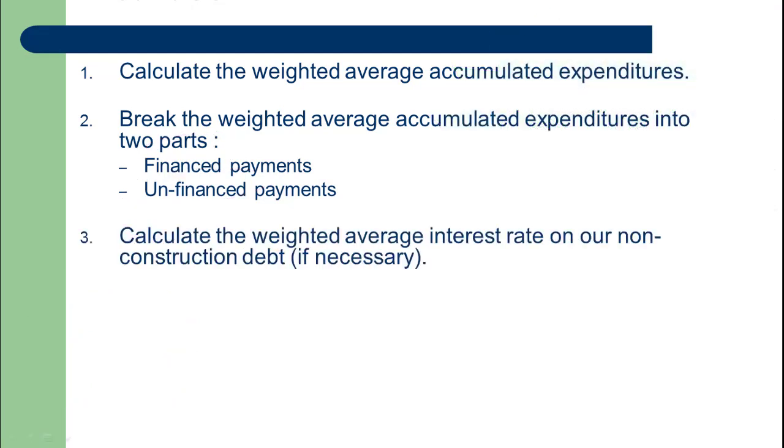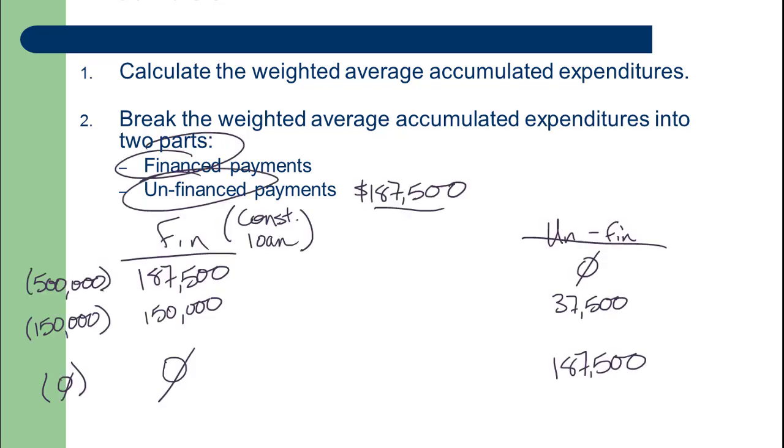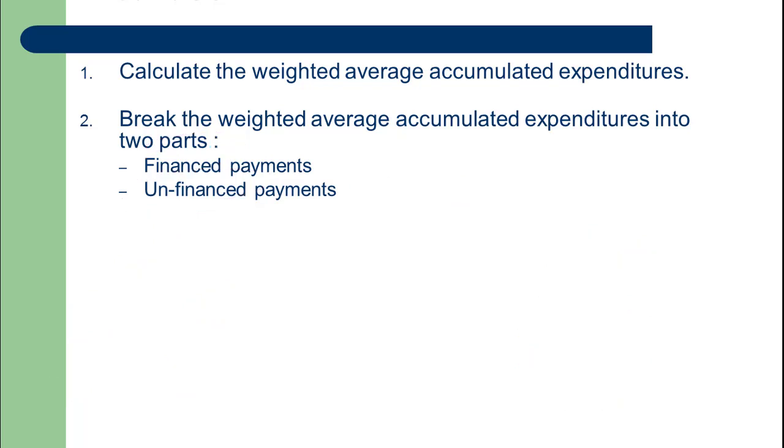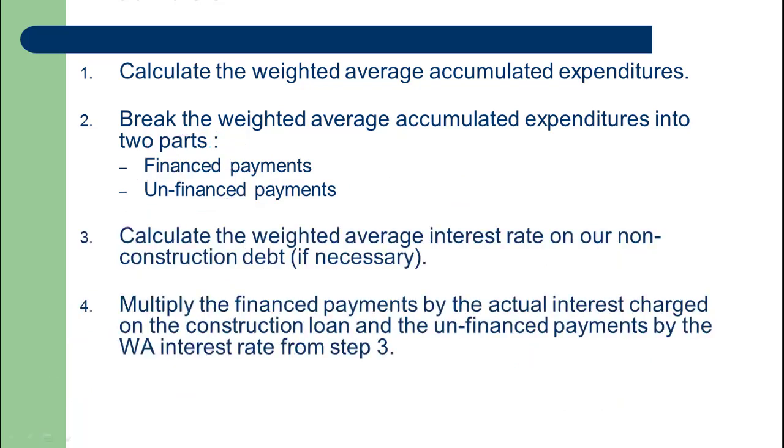All right, let's finish up these steps. Step number 3, we get a weighted average interest rate on non-construction debt if we need to, if we've got anything over in that non-construction column. So if we have anything over here, then we would need to do step 3. If this is a 0, like in that first line, then I can skip step 3. Number 4, we multiply the financed payments by the construction loan interest. And then we multiply the unfinanced payments by step 3.